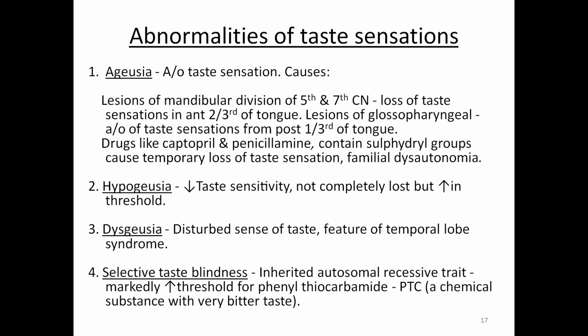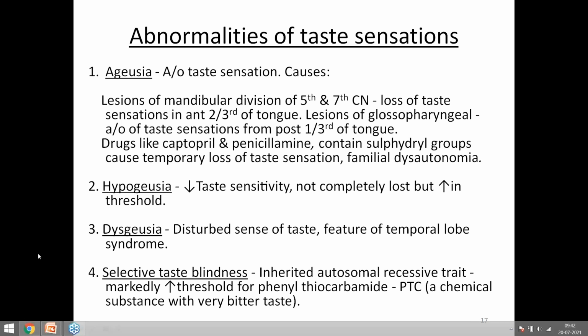Then your fourth abnormality of taste sensation is selective taste blindness. It is an inherited autosomal recessive trait characterized by markedly elevated threshold for phenylthiocarbamide, also known as PTC, a chemical substance with a very bitter taste. Such individuals are called non-tasters for PTC. This defect is highly selective. Probably there is a particular receptor protein which is not synthesized in these individuals. So this was about the theoretical aspect of taste sensation.